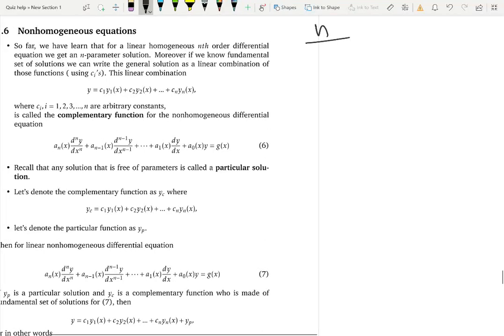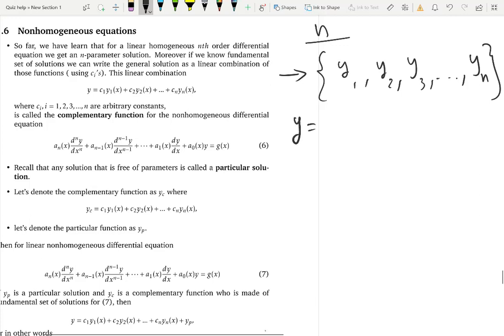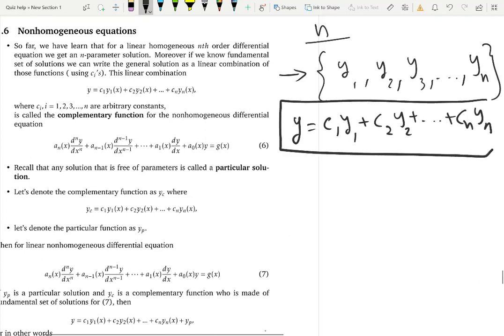So let's say you have an nth order differential equation, and let's say the fundamental set of solutions is from y1 to yn. Okay, now why do we need this fundamental set? Because now you have n solutions, but how do you produce one solution out of it? What you do is you take the linear combination. We learned through the superposition principle that the linear combination is also a solution for the differential equation. So these are also solutions, but this big one is also a solution.